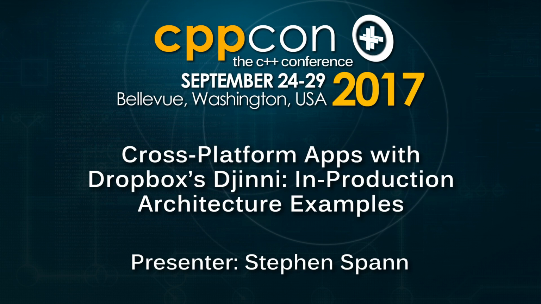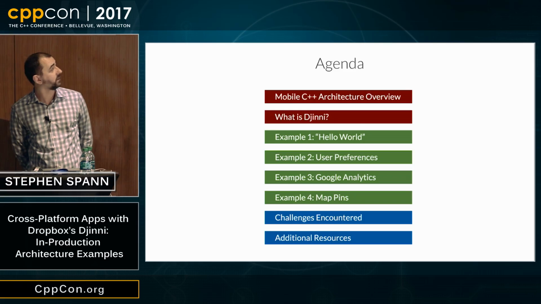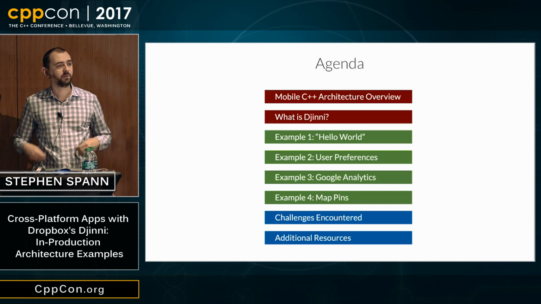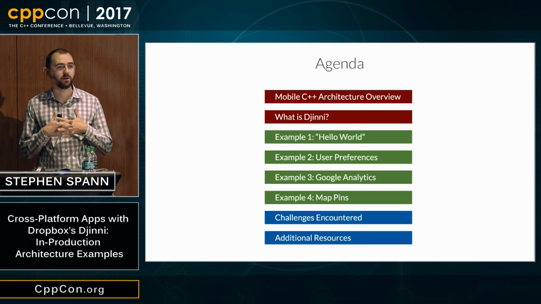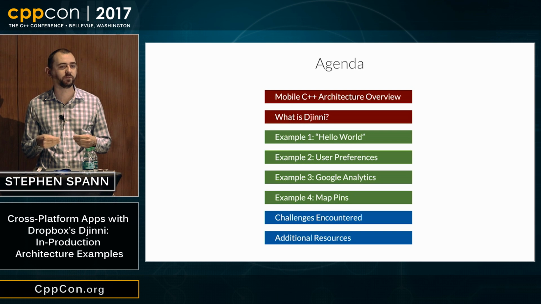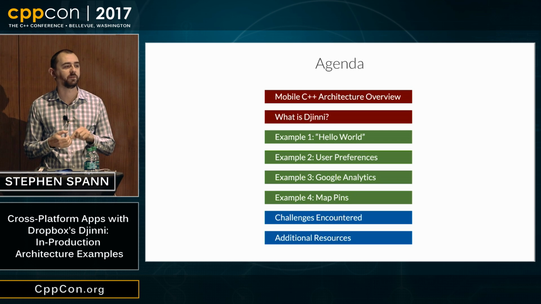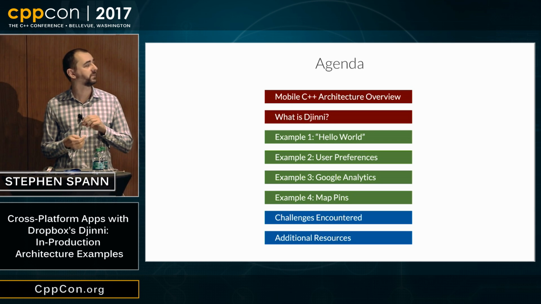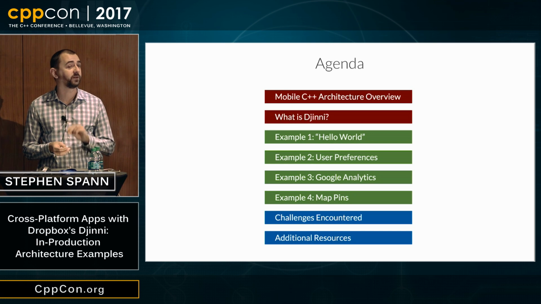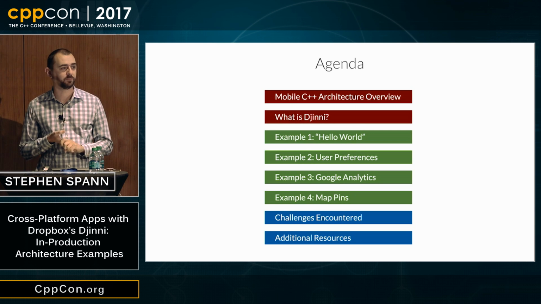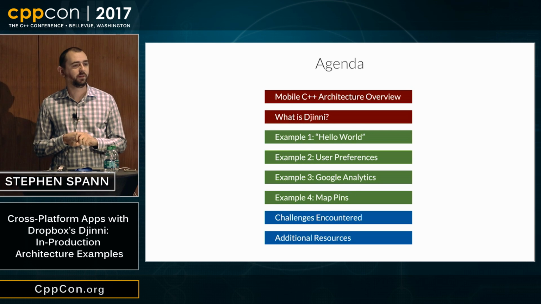Just a quick overview of what we're going to talk about. First, an architecture overview of all the moving parts involved with using C++ on iPhone and Android, all the languages involved, that kind of thing. I'm going to introduce you to the Dropbox tool Djinni and go over what it does, the workflow involved, and that kind of thing.